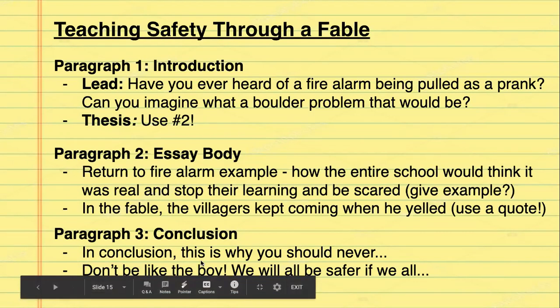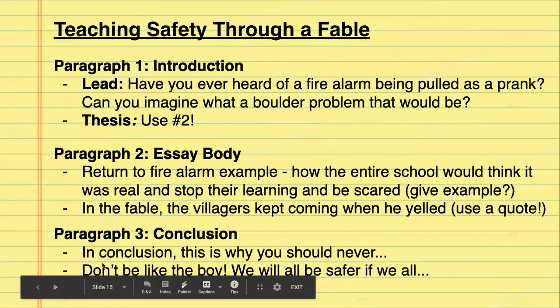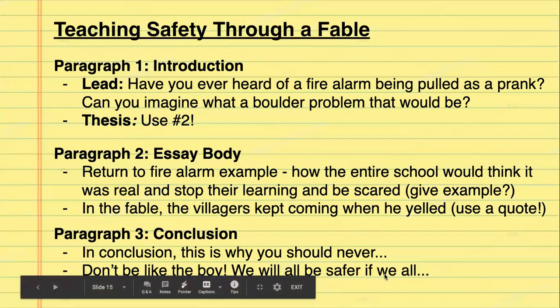Then in my conclusion, my last paragraph, I started with the transition, in conclusion, and then maybe I'll write something like this. This is why you should never, and I'll talk about thesis number 2 again, this is why you should never be dishonest and prank other people about important things like safety. I want to end by kind of saying what I hope the reader does or doesn't do. I want to say, don't be like the boy in this fable. We would all be safer if everyone took safety seriously and never pranked, if we were always honest about it. So I'll write it better when I write my actual essay, but I'm just helping myself. I'm putting down these ideas for myself.